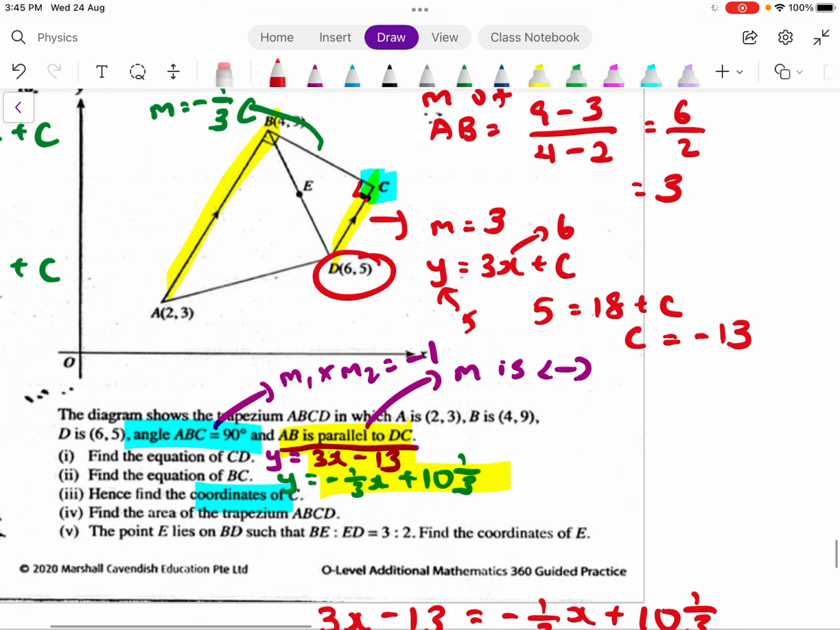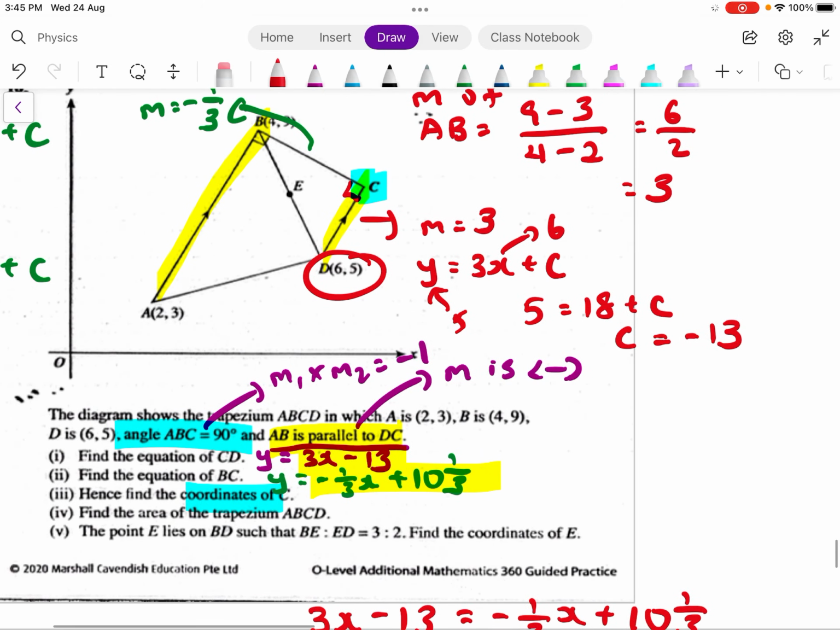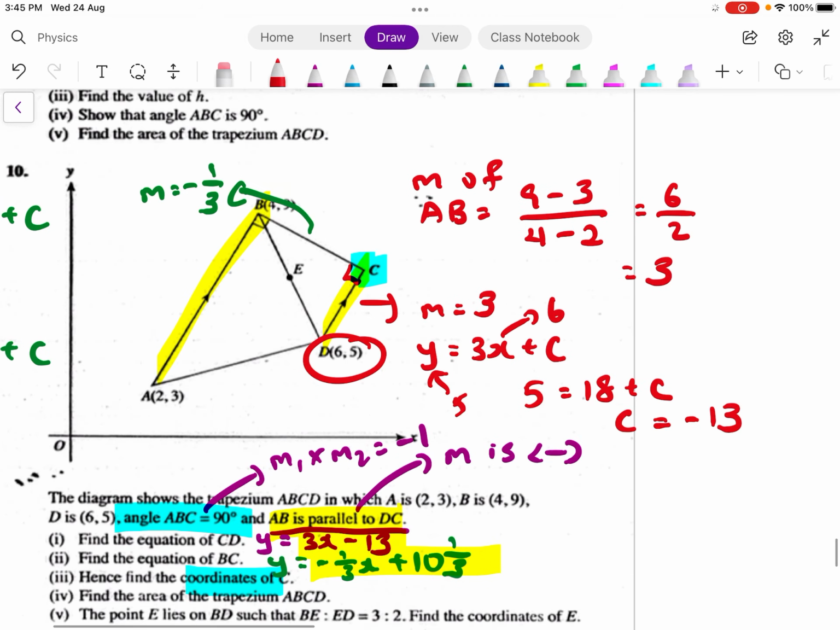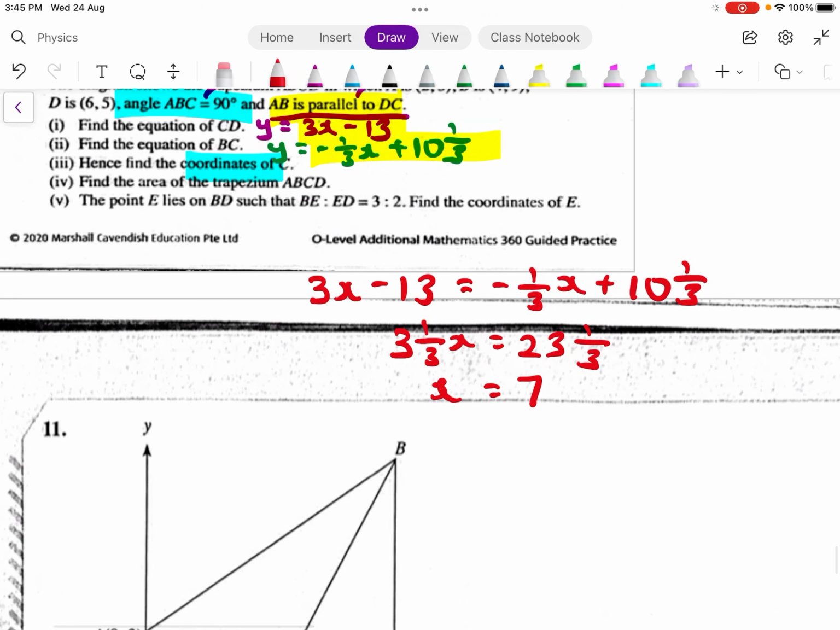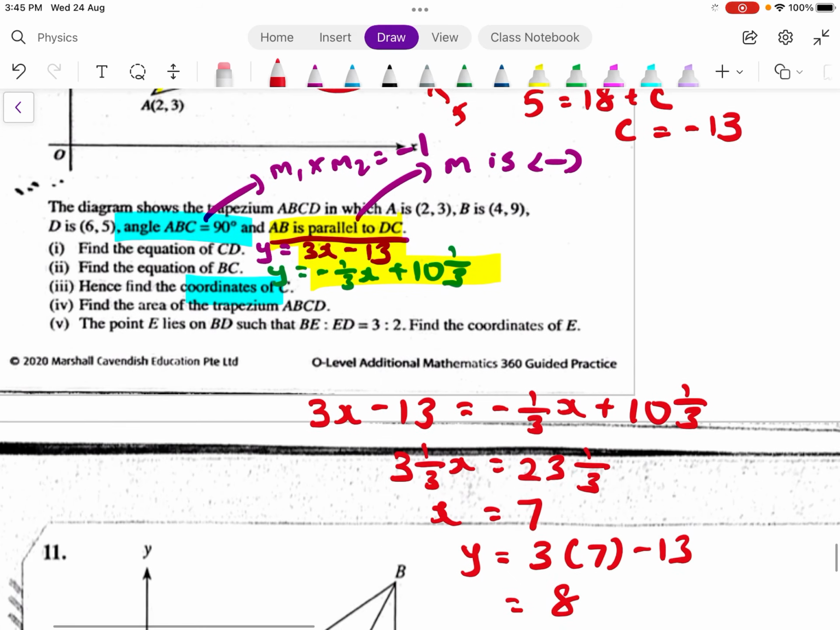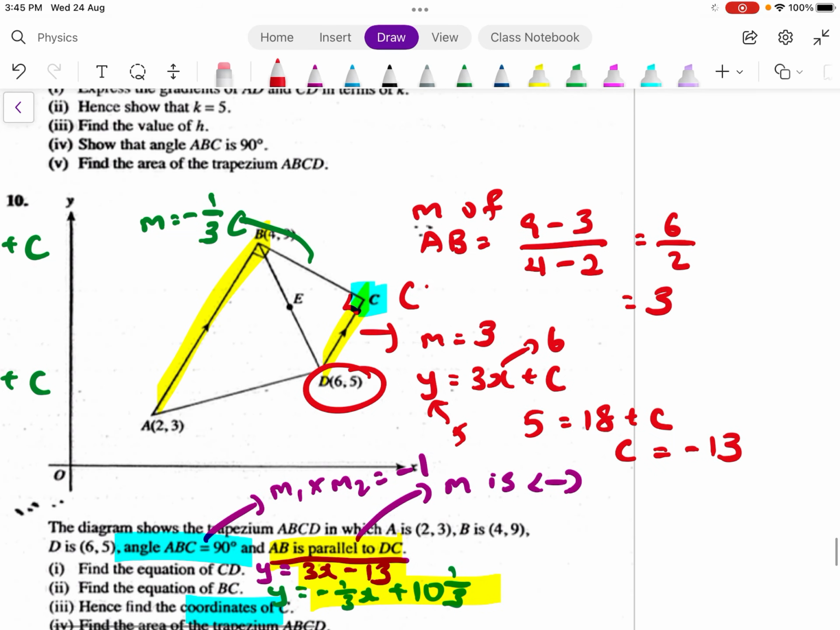So now, of course, we just sub in any of the equations. Maybe I sub in equation CD. So y equal to 3 times 7 minus 13. So 21 minus 13 is equal to 8. So now my C comes out already. So it's (7, 8).